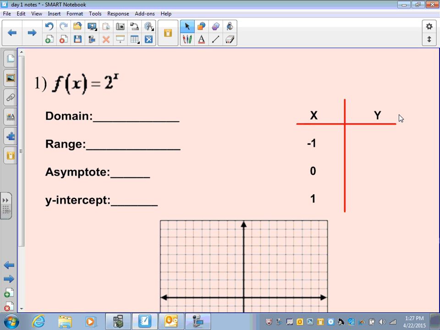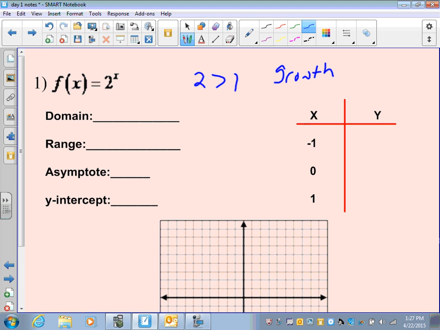Okay, here's an example where we have an exponential growth because the base is 2 and 2 is greater than 1. So we're talking about growth. And I'm going to plot a couple of points. So if I put in -1, 2 to the -1 is going to give me 1/2. 2 to the 0 is just going to be 1. And 2 to the first power is going to be 2.